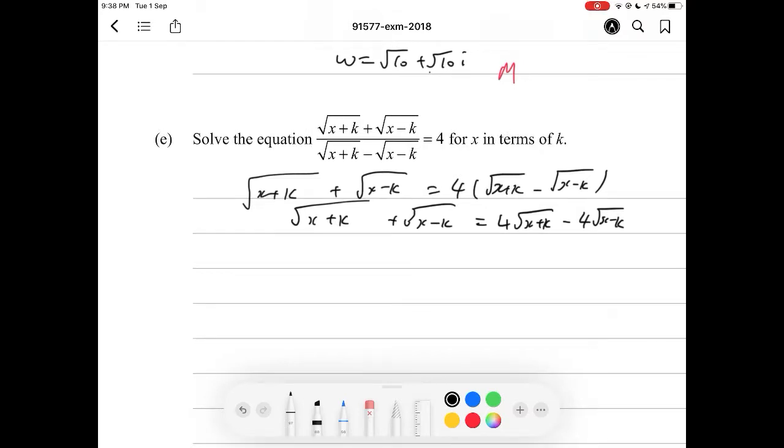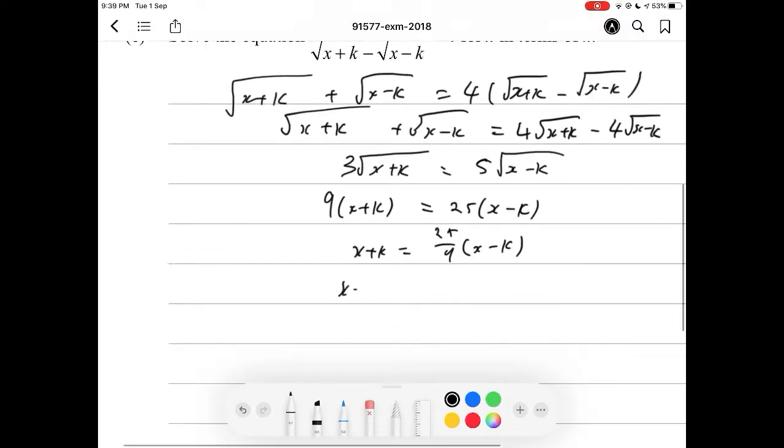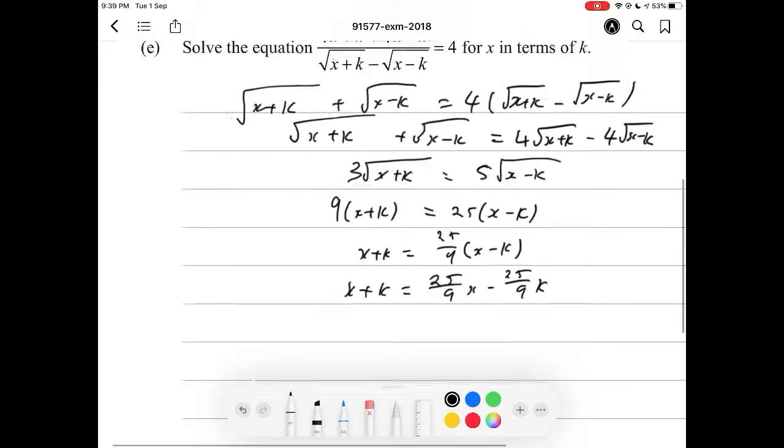So because these have like terms, if we move it to the other side, we can clearly see that 3 square root of x plus k equals 5 square root of x minus k. Now we're going to square both sides, so 9 times x plus k equals 25 times x minus k. So we can move the 9 to the other side, so x plus k equals 25 over 9 times x minus k. So therefore, x plus k equals 25 over 9 x minus 25 over 9 k.